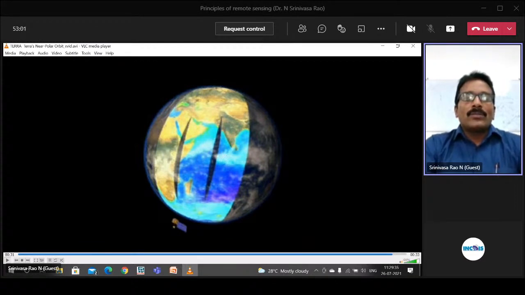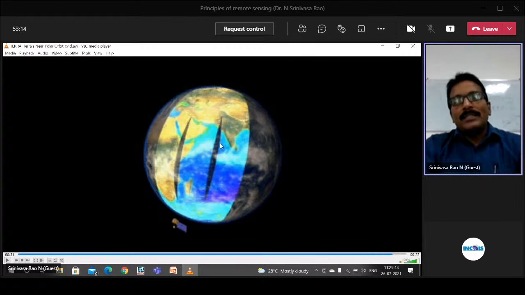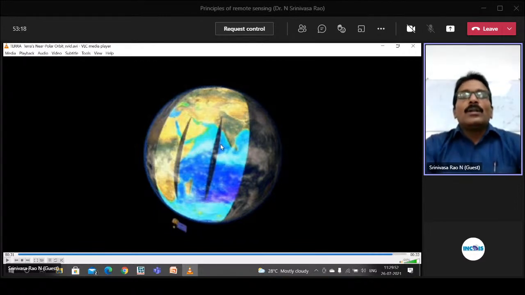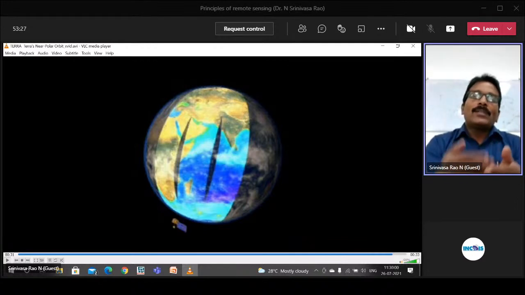So that specification of the MODIS sensor, one technical word you note down: Swath, S-W-A-T-H. Later I am going to explain this one. So what does swath mean? The distance between this end and this end, we are going to call it a swath. If the swath is more, it takes less time to cover the complete globe. If the swath is narrow, it takes more time to cover the complete globe.